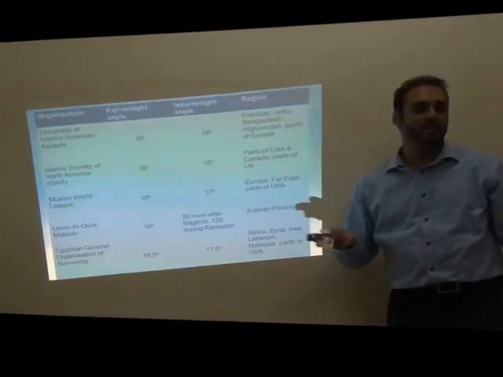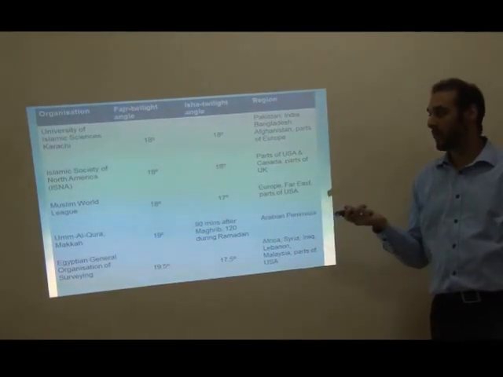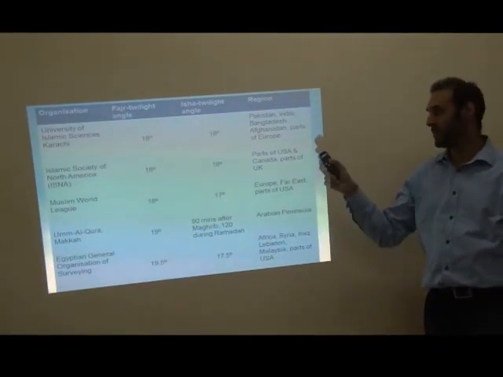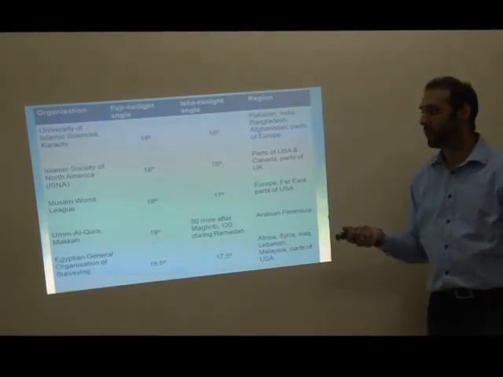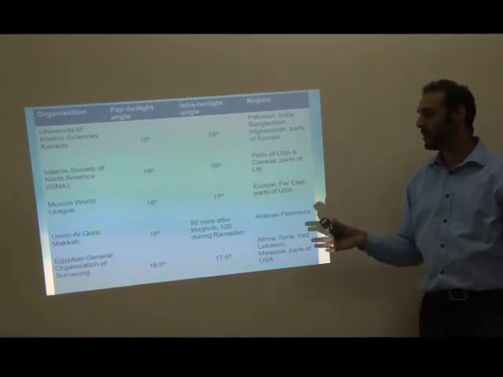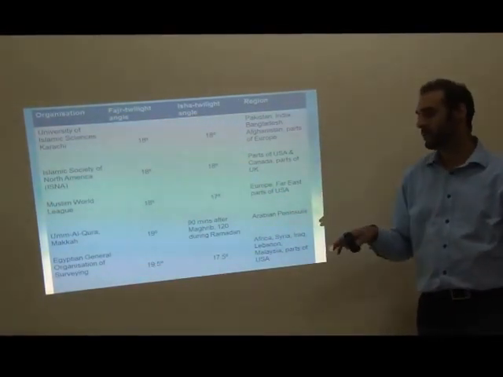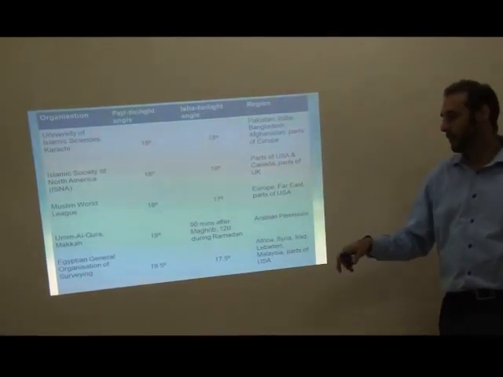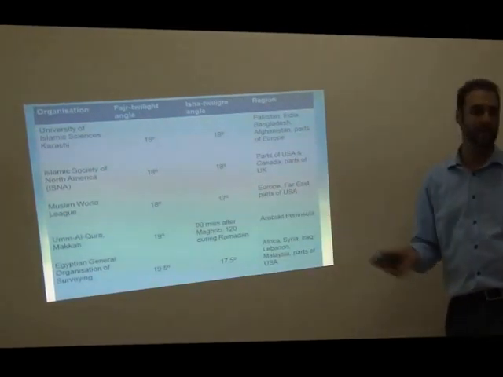So various organizations in the world: we have the University of Islamic Sciences in Karachi, 18 degrees for Fajr and 18 for Isha. That's followed by Pakistan, India, Bangladesh, Afghanistan, parts of Europe. ISNA, 18 degrees, for the USA and parts of Europe. Muslim World League, 18 degrees and 17 degrees for Fajr, Europe, Far East Asia, parts of the USA. Al-Qura University in Mecca, 19 degrees, and 90 minutes after Maghrib, and 1:20 during Ramadan.